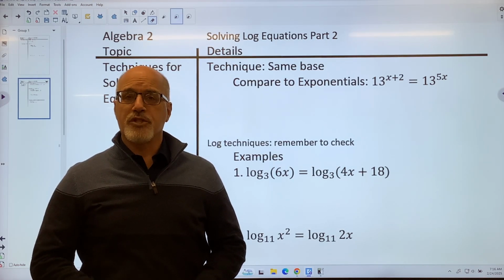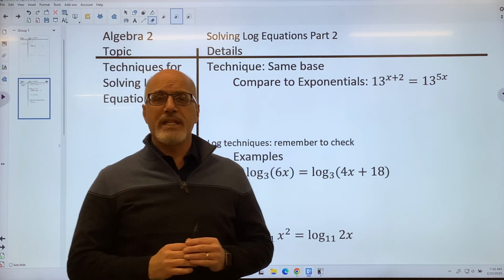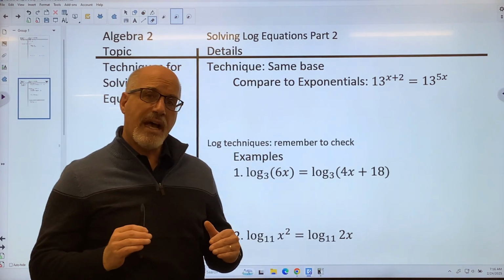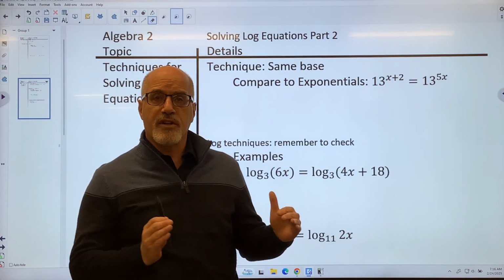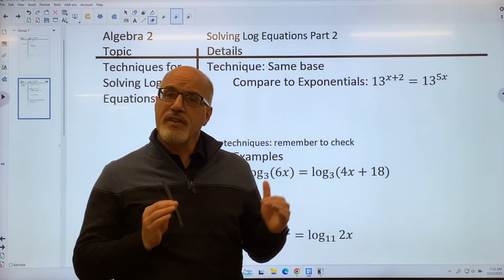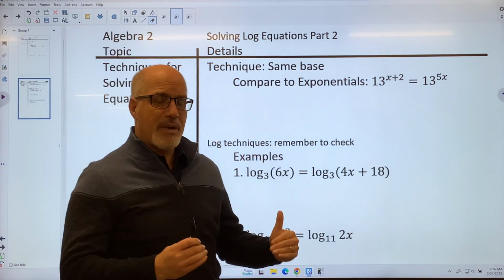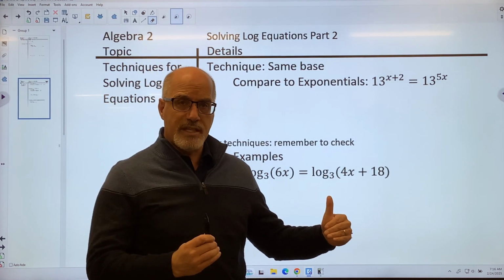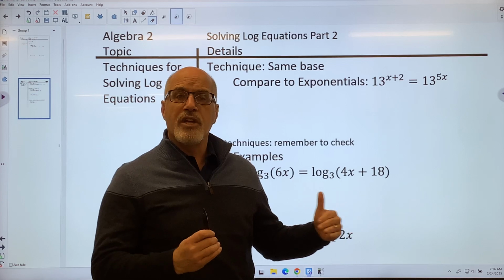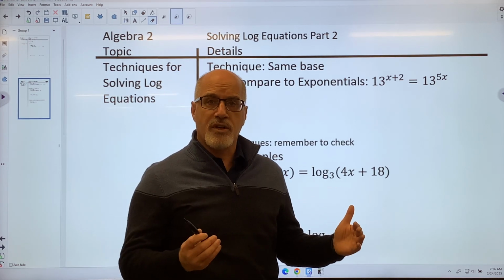Solving log equations requires insights into different techniques. We've already learned one technique where if you have a log that you can convert into an exponential and solve the exponential, you can solve it that way. And we're going to learn a new technique here where if you have the same base on both sides of an equation, you can then set the two inside parts equal to each other and solve.